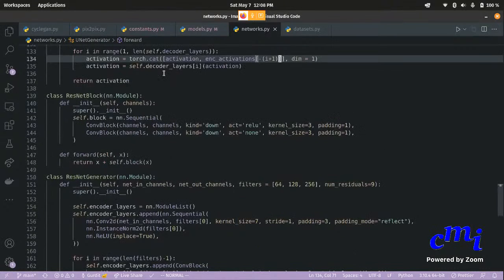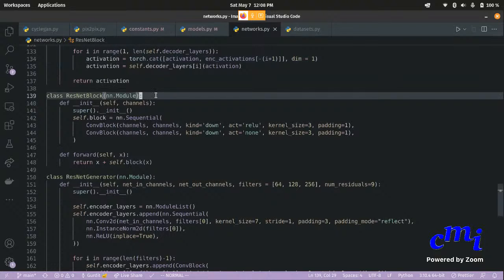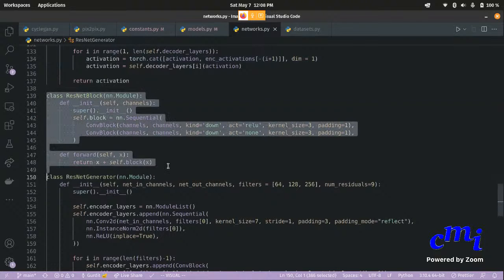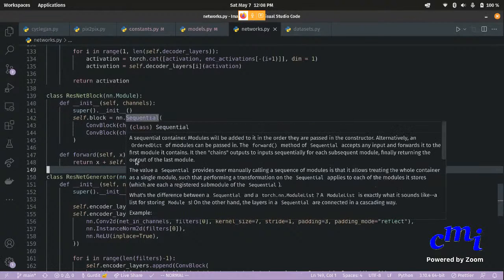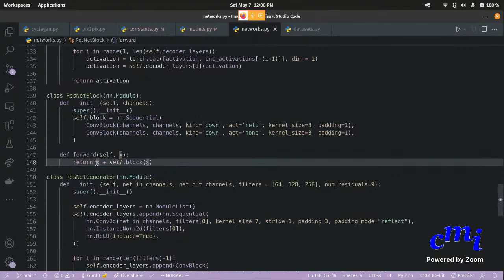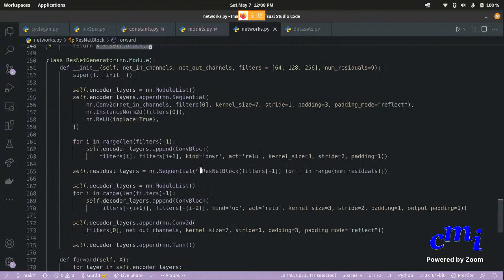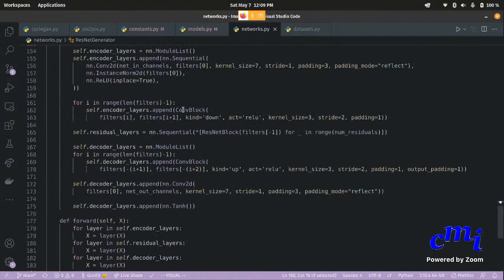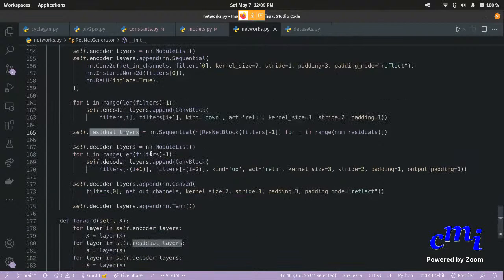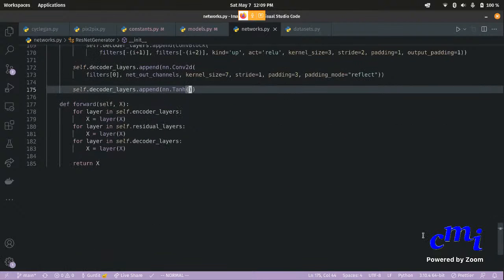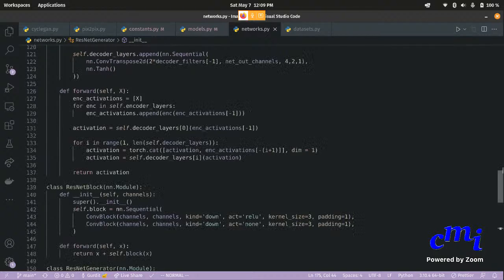For the ResNet generator, I have defined this ResNet block. So a ResNet block is basically a couple of convolutions, but at the end, we sum the input to the output. Basically, add a skip connection between blocks. The ResNet generator is similar. We add some convolution layers and some residual layers, which is about 9 for 256 by 256, and some decoder layers, and pass it through TANH to get in the range -1 to 1. Yeah, that was about the networks.